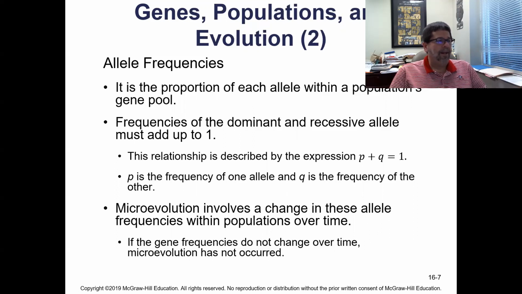P is usually, it can be either one allele and Q the other, and there's no rule that one of them has got to be the dominant or recessive. But we usually, I think we'll see that there's a pattern there. Okay, so microevolution involves a change in these allele frequencies within the population over time. So that would be microevolution.